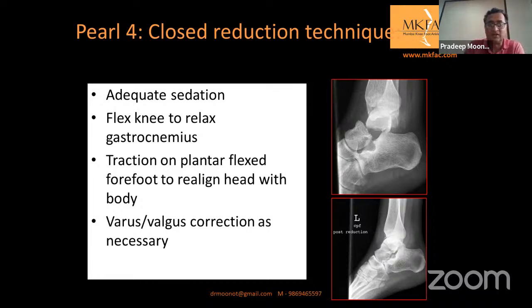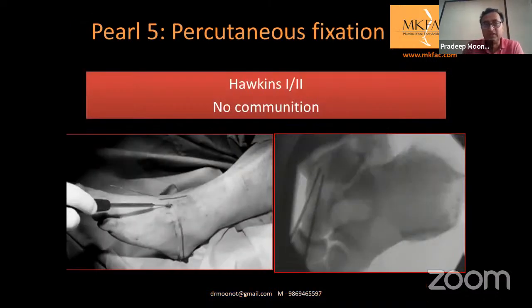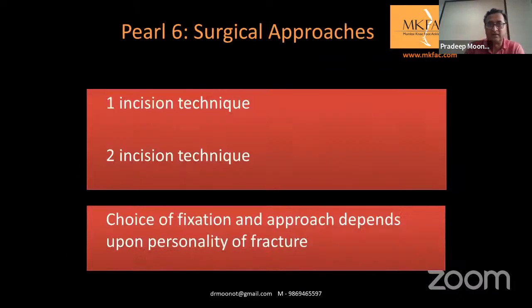One more thing in reduction technique is, when you take this patient to theater for reduction, suppose you can't get it in A&E, you have to be prepared to do an open reduction if your closed reduction does not come. So yes, if it's in the night, you need to be prepared. Pearl number 5, percutaneous fixation is really only for type 1s and type 2s, where there is no comminution and you know that you have gotten accurate reduction.